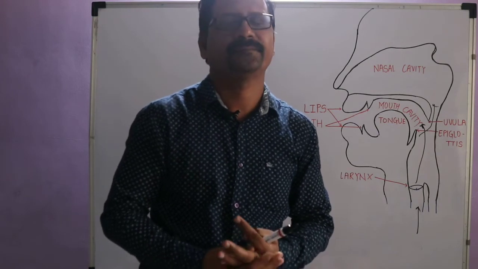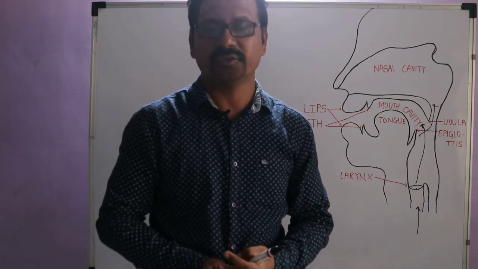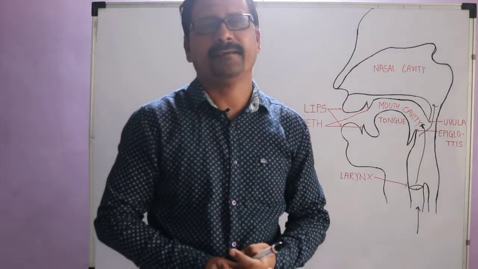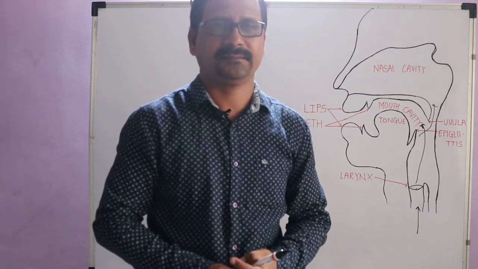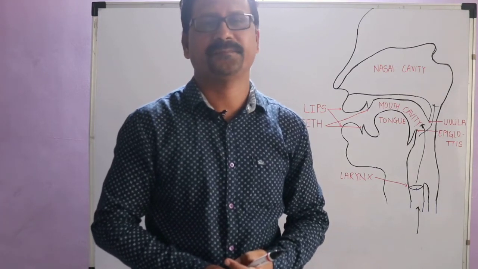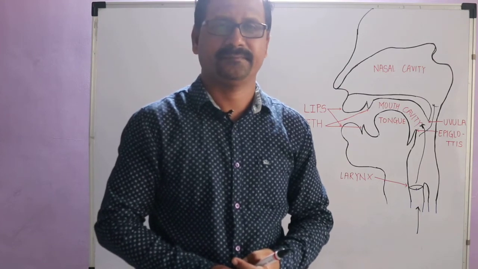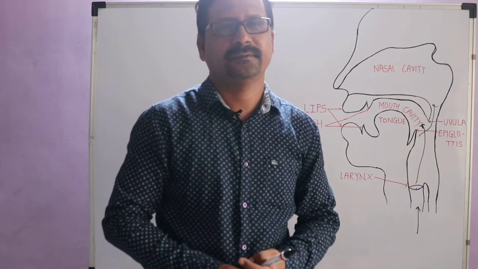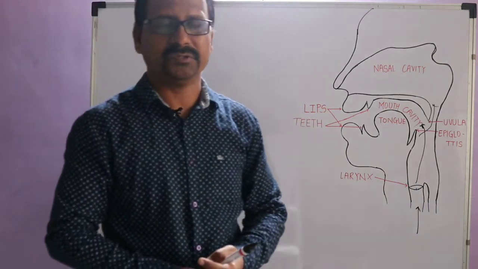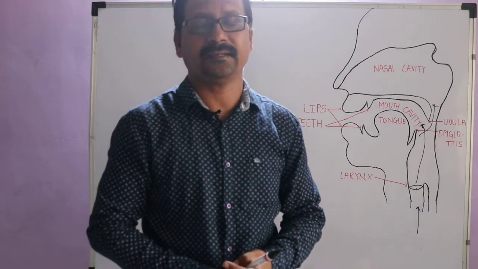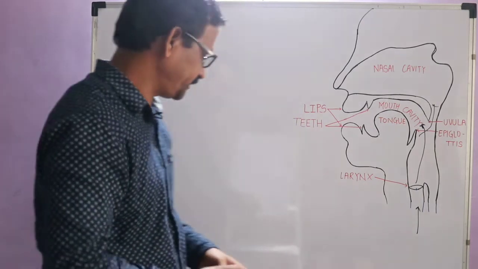Once again, we will think about the consonants. And last video we thought about vowels, how vowels are produced. Again we thought about diphthongs. And now we will think about how consonants are produced, how many consonants are there, and what happens when consonants are produced.